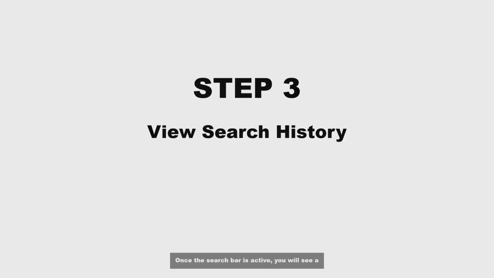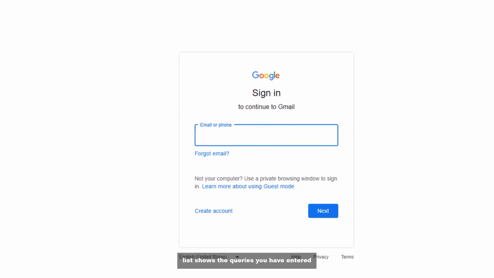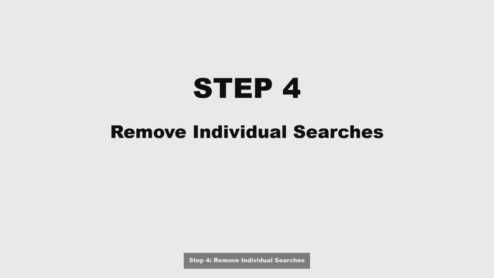Step 3. View search history. Once the search bar is active, you will see a drop-down list of your recent searches. This list shows the queries you have entered previously.